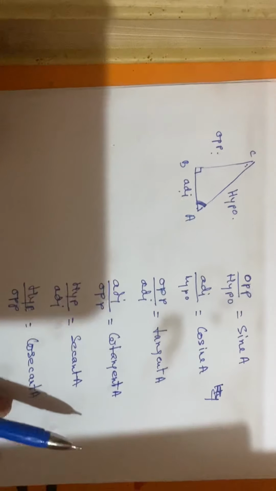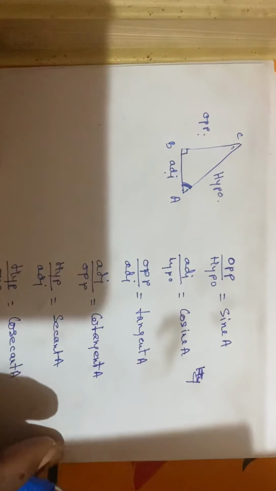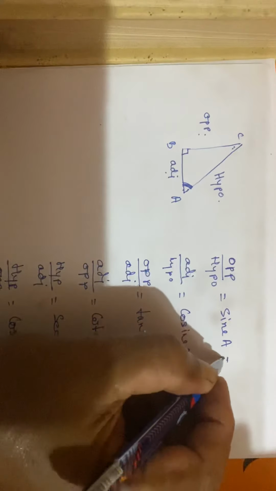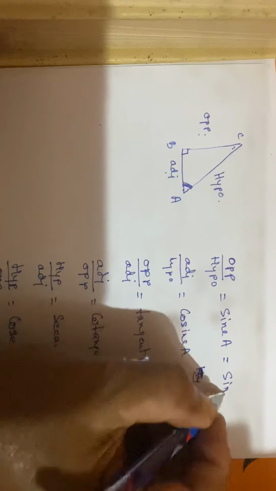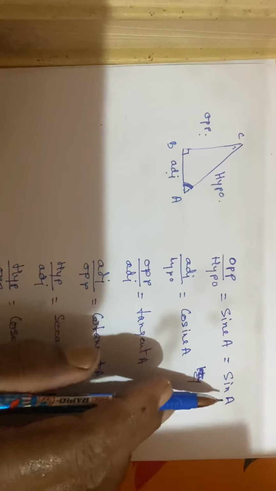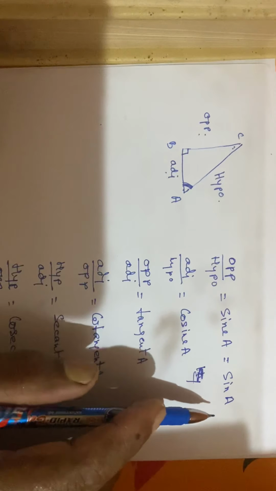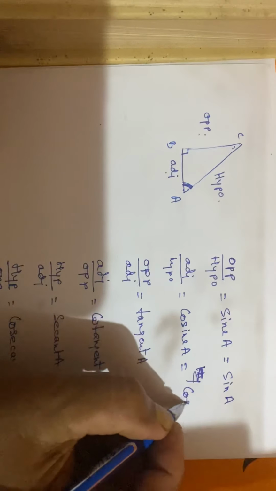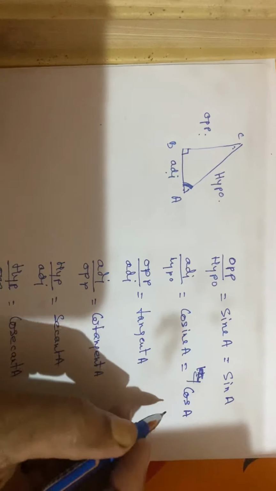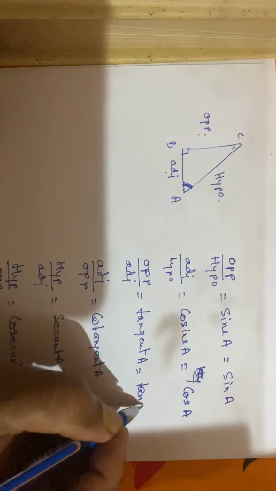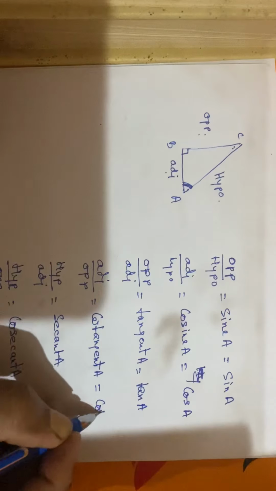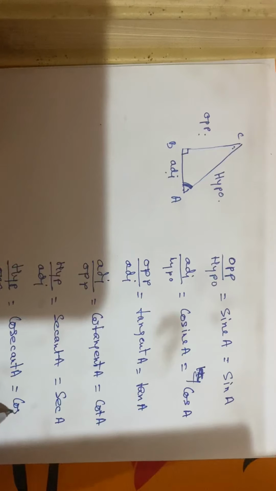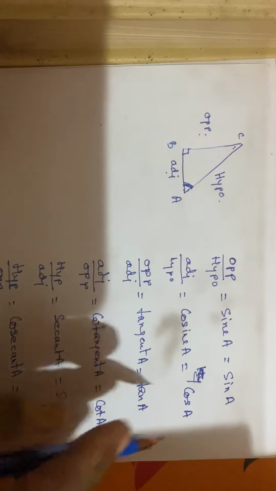These six names are given short forms. You write sin, though the pronunciation remains sine. Next, cosine we say cos. Tangent, you say tan. Cotangent, you say cot. Secant, you say sec. And cosecant, you say cosec. So these six names we are to remember.